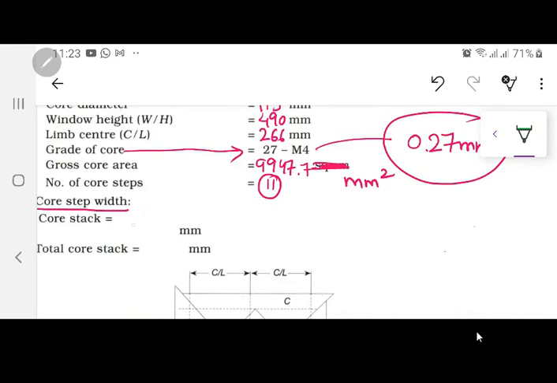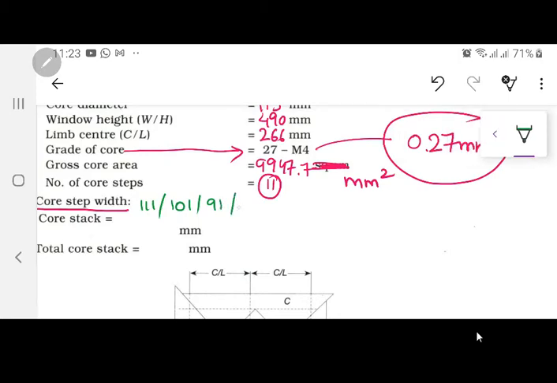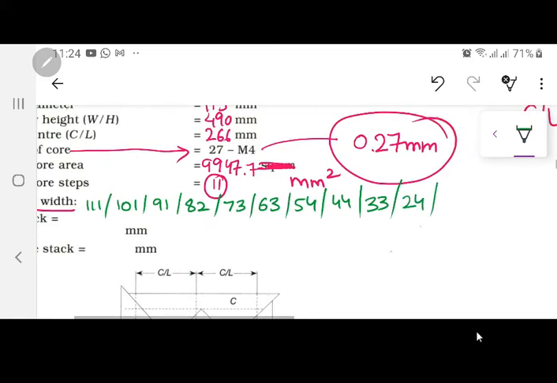First one, 111. Next, 101. Next, 91. Then 91, 82, 73, 63, 54, 44, 33, 24, 50. So you can see 1, 2, 3, 4, 5, 6, 7, 8, 9, 10, 11. So these are the core step width.